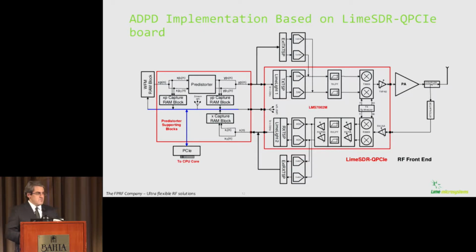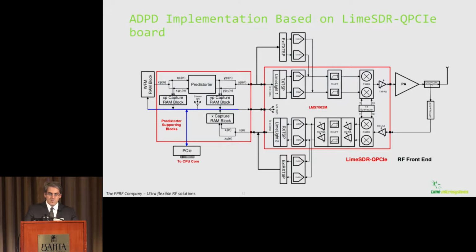Also, the board allows an arbitrary waveform to be loaded. So for the purpose of demo and testing, for example, an LTE waveform or WCDMA waveform can be loaded into the FPGA and can drive the predistorter model. The predistorter has provision for an SPI interface in order to update its coefficients.